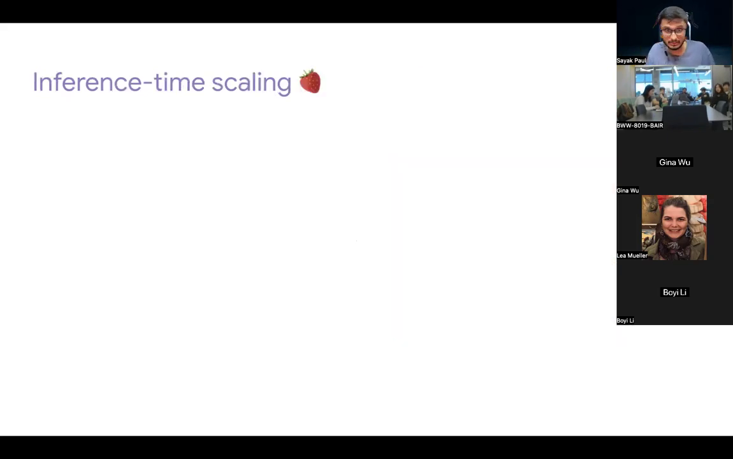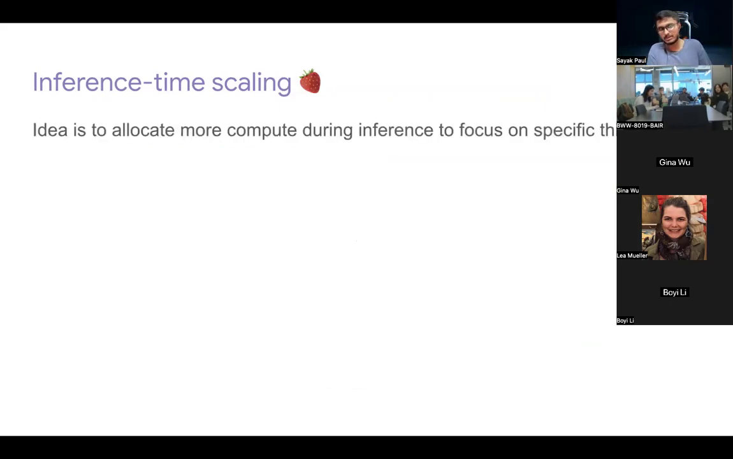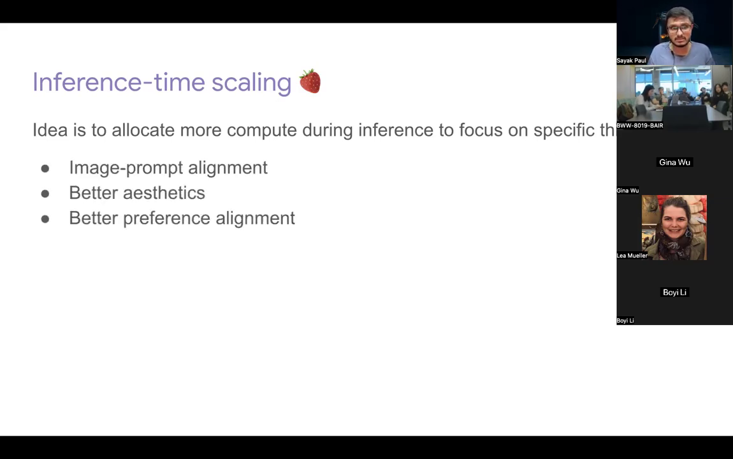And I think I was trying to build up to this moment, inference time scaling, and the emoji here is very significant and probably the most important part of my slides. So we have been doing inference time scaling for diffusion models, I think unknowingly. Probably the studies did not talk about it enough, but the idea here is to allocate more compute during inference to focus on specific things, maybe image prompt alignment, better aesthetics, better preference alignment, for example.